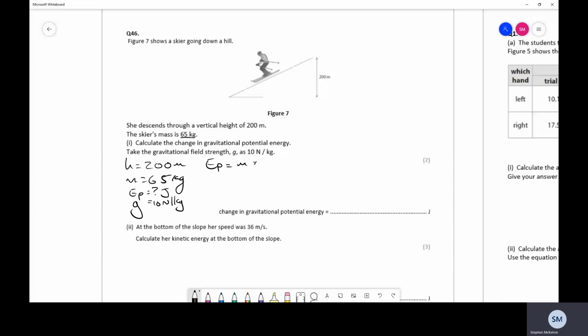EP is equal to M times G times delta H, which is equal to 65 times 10 times 200. Now, at this point, I have gotten at least 1 mark. Something I've done here will get me 1 mark. So that when I go to do my calculations, putting my numbers into my calculator, which I conveniently put behind me, I can get 65 times 10 times 200, the answer of 130,000 joules.